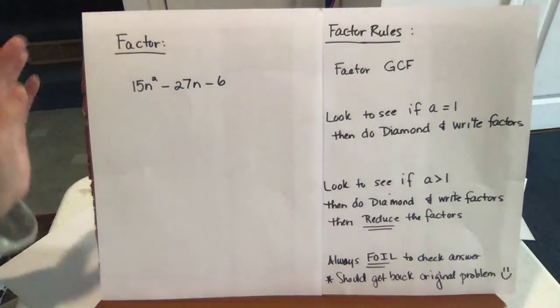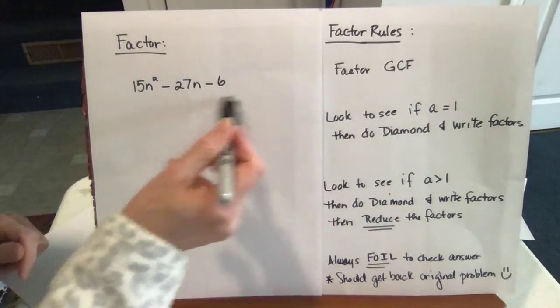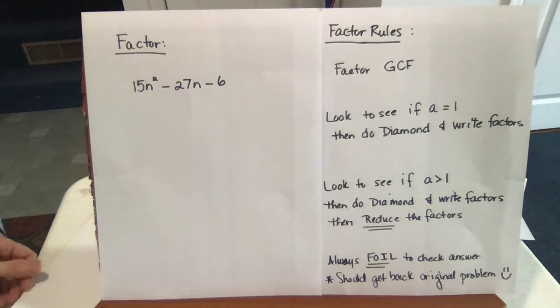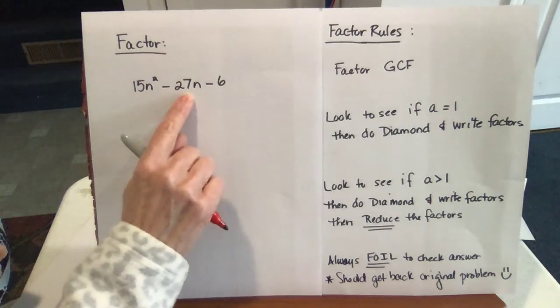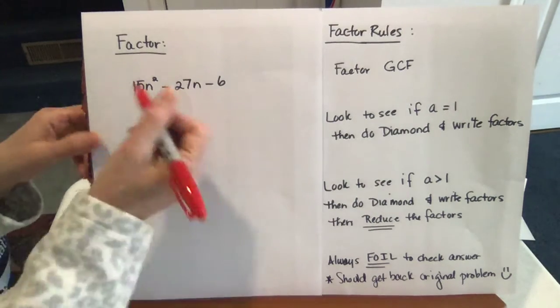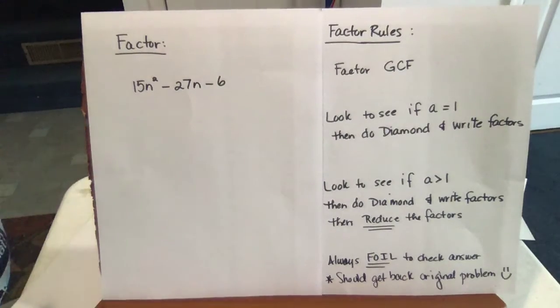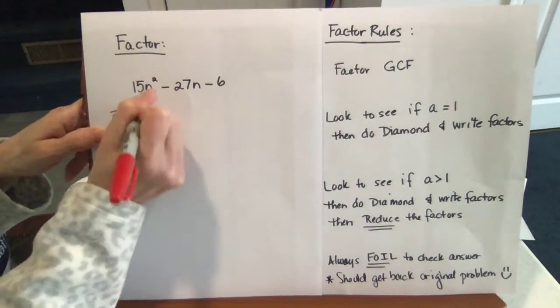15n squared minus 27n minus 6. Now, as the numbers get larger, more than likely you're going to have a GCF, so check it out. 15, 27, and 6. They're all divisible by 3. That's the largest number. So you're going to take out your GCF.